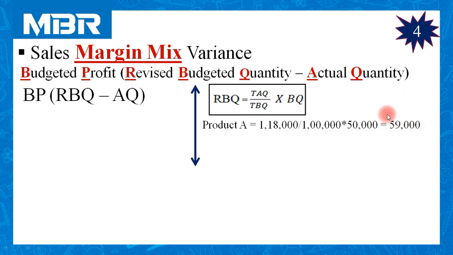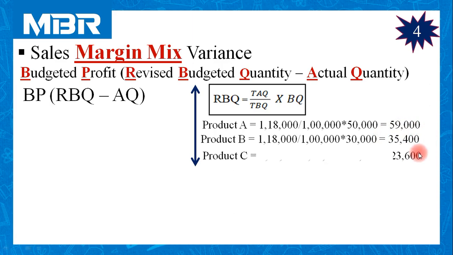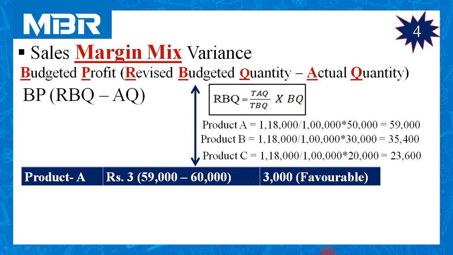So revised budgeted quantity for product A is 59,000 units. Same way we need to calculate for product B, and revised budgeted quantity for product B is 35,400, and continue your calculation for product C. It is 23,600 units. Now using figure of budgeted profit, revised budgeted quantity as calculated by us over here, and actual quantity given by the examiner in the question, let us calculate sales margin mix variance.